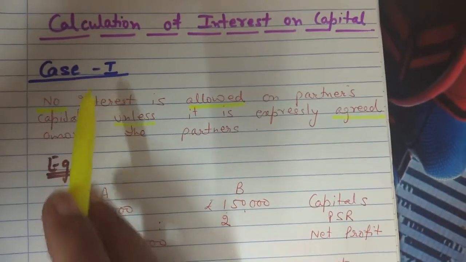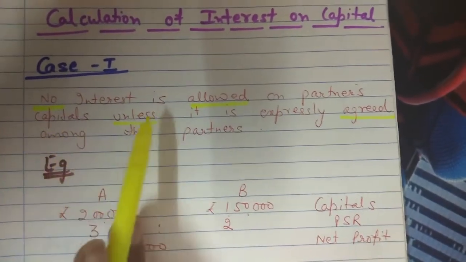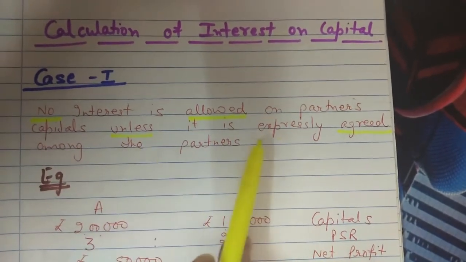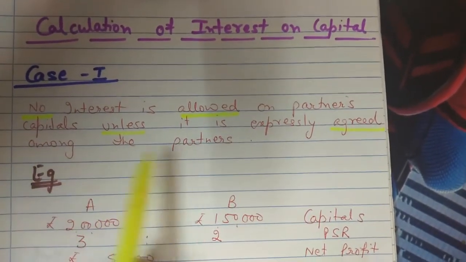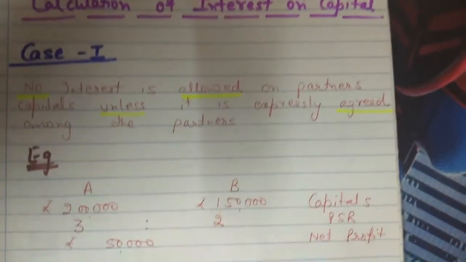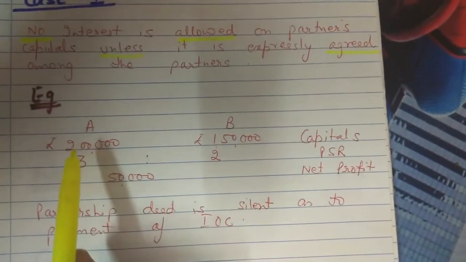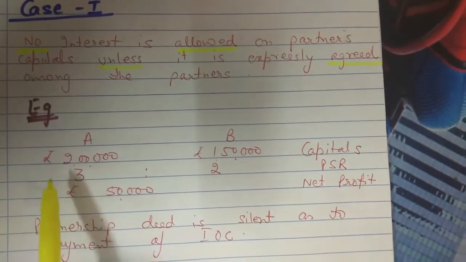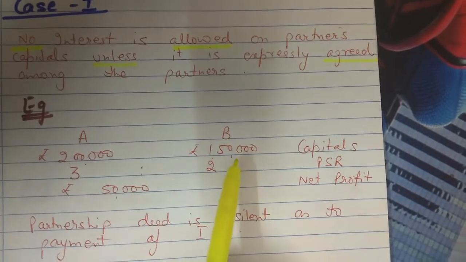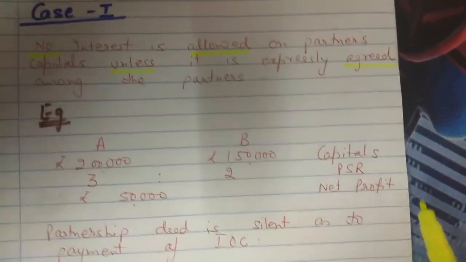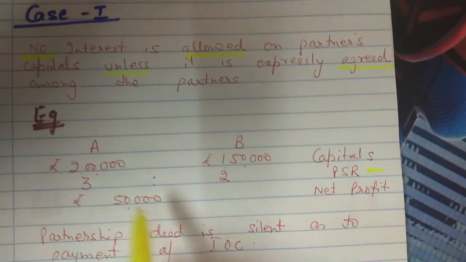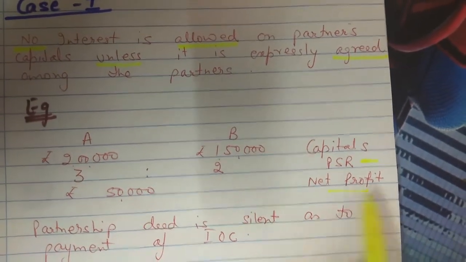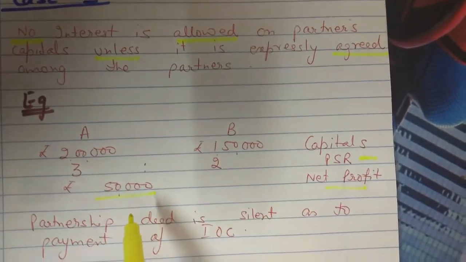Case 1. No interest is allowed on partner's capital unless it is expressly agreed among the partners. Right? Now say for example, there are two partners A and B. Their capitals are rupees 2 lakh and 1 lakh 50,000. Their profit sharing ratio is 3:2 and the net profit is 50,000.